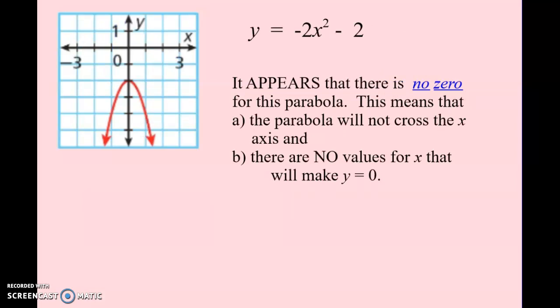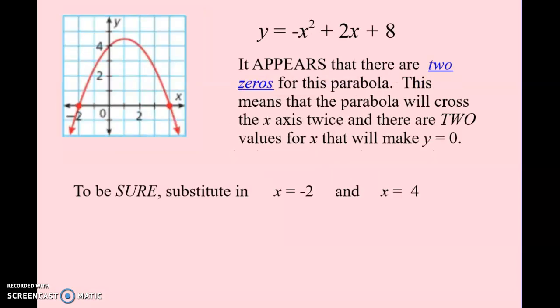In this parabola, it appears that there is no 0. That means the parabola will not cross the x-axis, and there are no values for x that will make y equal to 0. For this parabola, it appears that there are two zeros. That means the parabola will cross the x-axis twice, and there are two values for x that will make y equal to 0. To be positive that these were the correct zeros, the correct x-intercepts, substitute in x equals -2 and x equals 4.